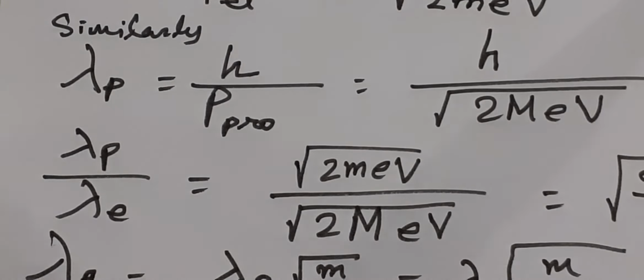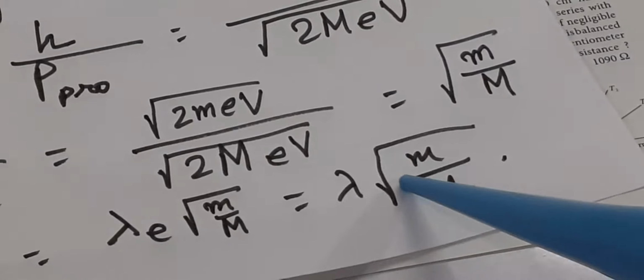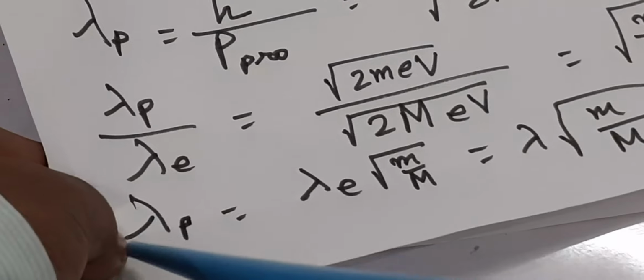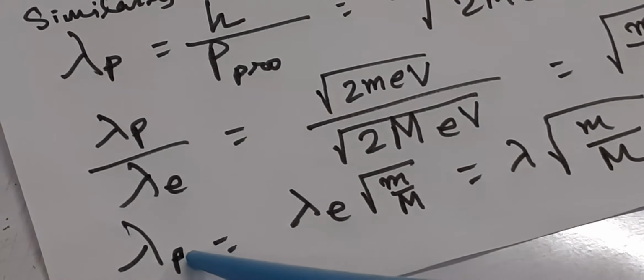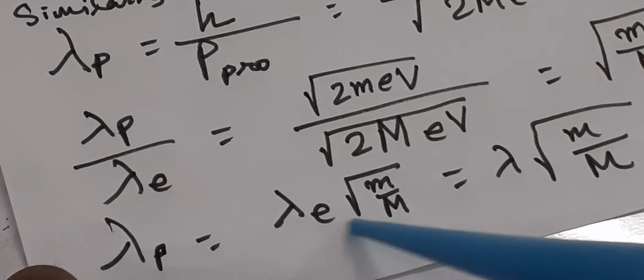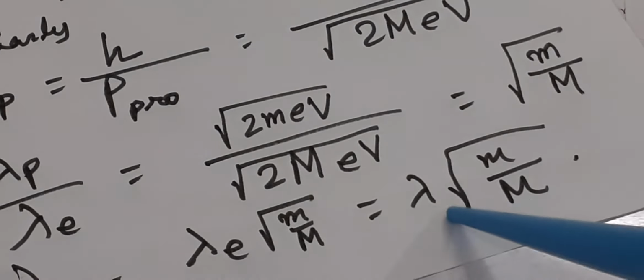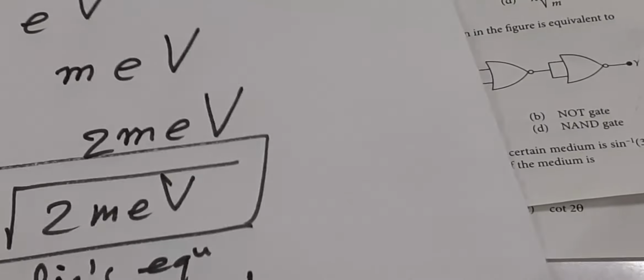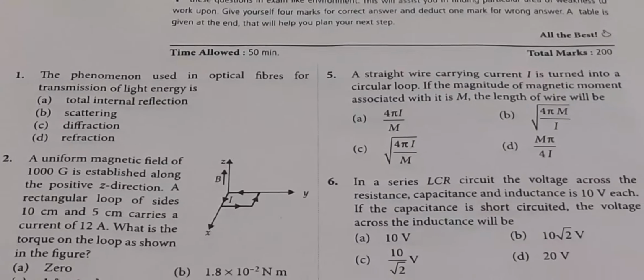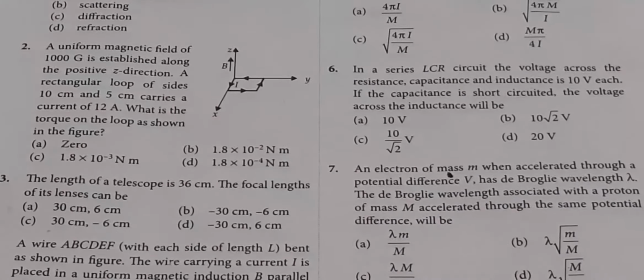After simplification we get root under small m by big M. That means the wavelength for the proton will be lambda electron times root under small m by big M. Lambda electron is nothing but lambda, which is given in the question. So the proton wavelength is lambda root under small m by M. That means this will be the answer for this particular job. Now see here, I think B will be the answer, this one. B will be the answer here.